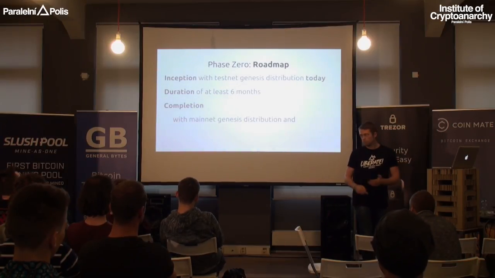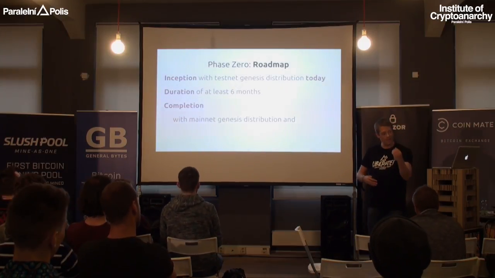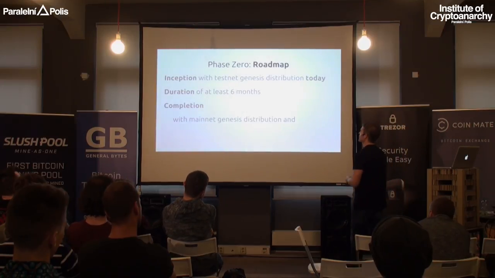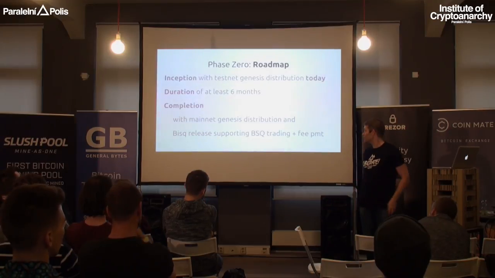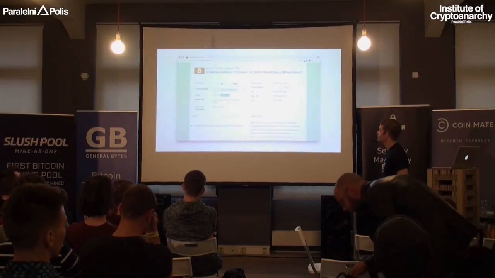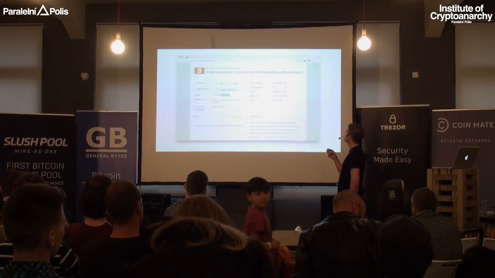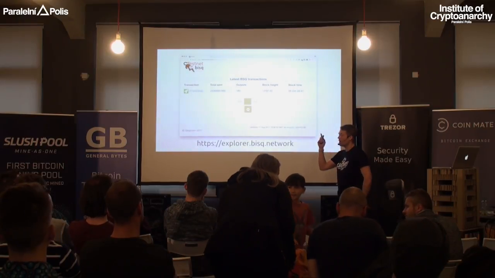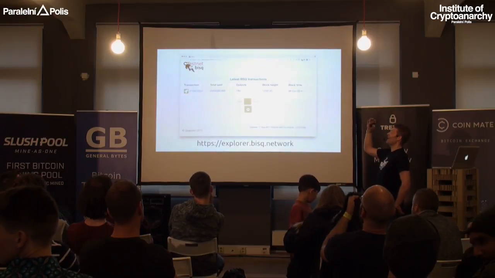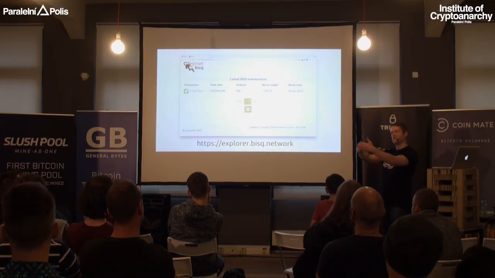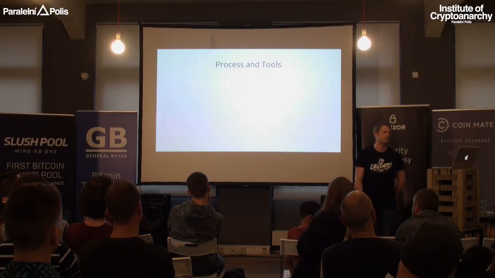Okay, and completion will be marked with that same kind of Genesis distribution, but the final Genesis distribution on Bitcoin mainnet, of course, not on testnet, and a release of the Bisq client that supports trading and fee payment in BSQ. Okay, so here's the testnet distribution that just happened last night, right? And there's our own explorer, actually. That's looking at the Bitcoin blockchain, but looking at Bisq, as colored. So that's a colored view on the Bitcoin blockchain specific for looking at Bisq transactions.